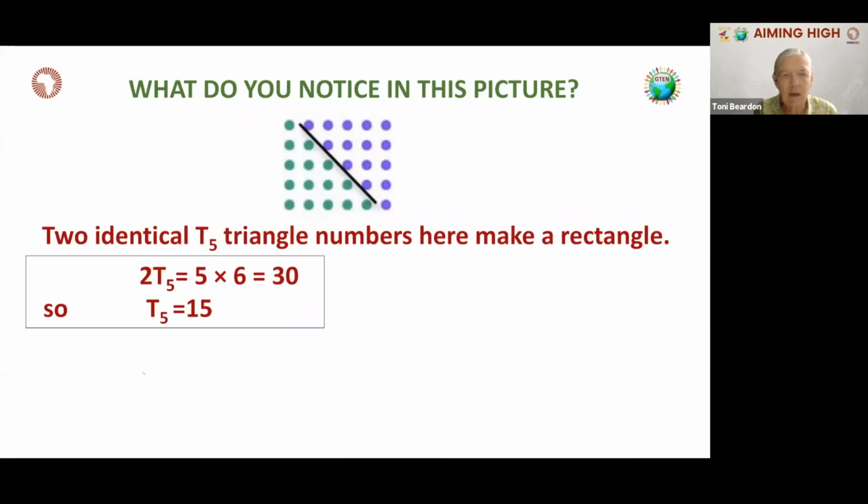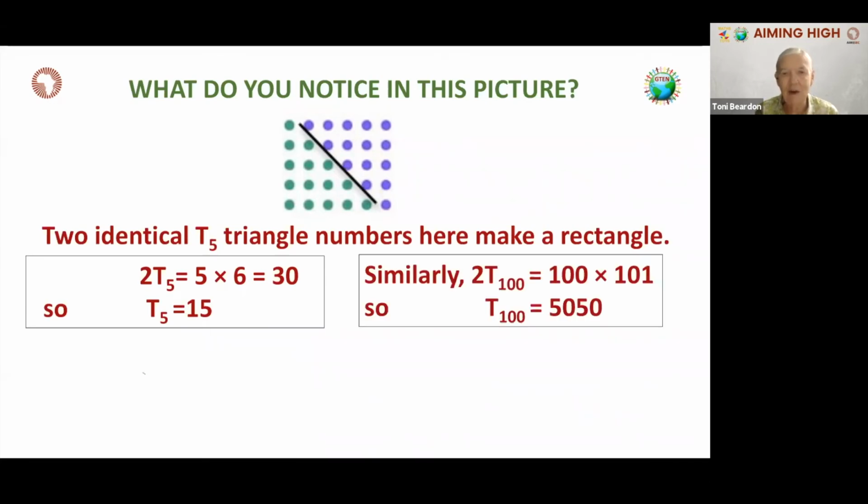Because here we have got T5, 1 plus 2 plus 3 plus 4 plus 5. And we've got it in green and purple, but it's T5 twice. And therefore, our rectangle is 5 times 6, which is 30 altogether, and T5 is 15. We saw that earlier. And similarly, this is Carl's calculation, twice T100, and that gives us T100 is 5,050.